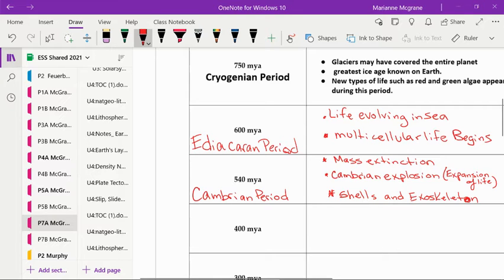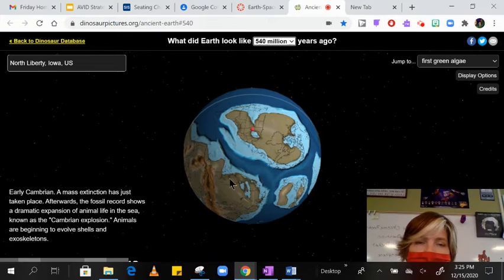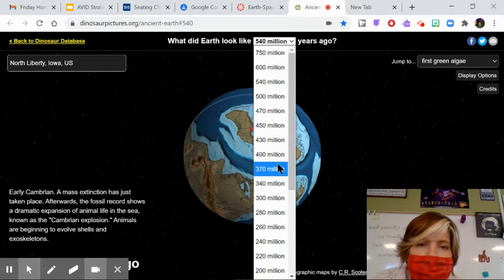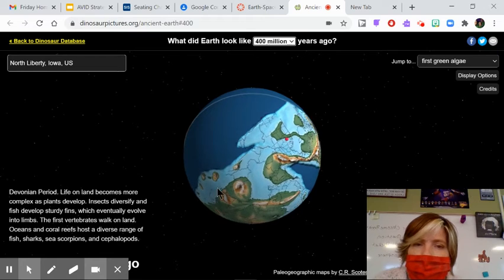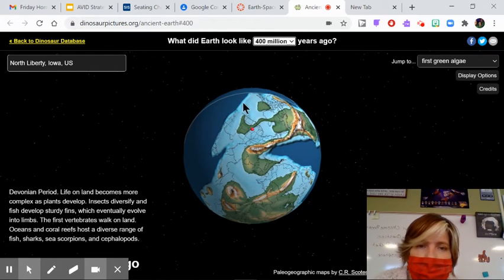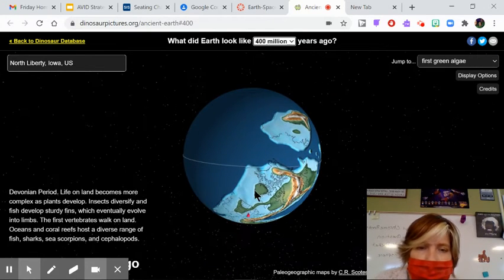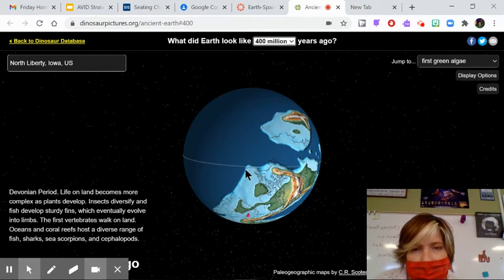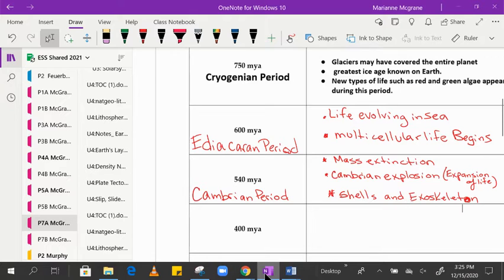So shells and exoskeletons, that's a big deal because now the squishy things that we're living, now they've got more protection. Let's go ahead and check out 400 million years ago and see where we are. We are there. I'm kind of halfway between, closer to the poles, I think, than the equator. This is the Devonian period. Does the Devonian sound familiar to anybody?